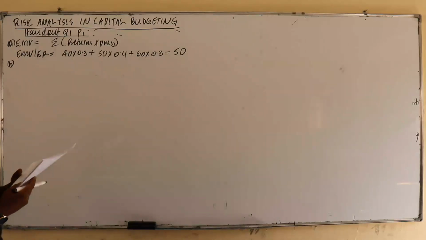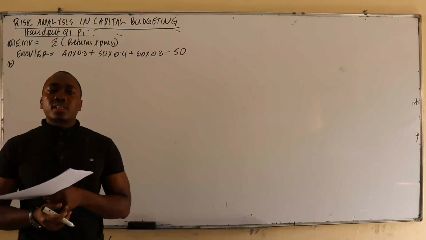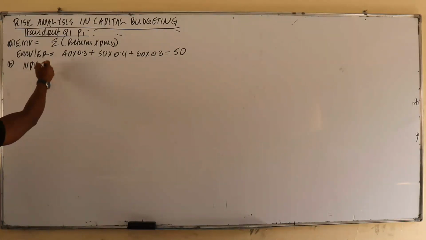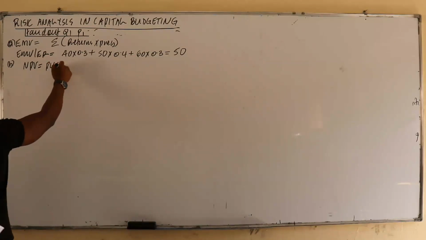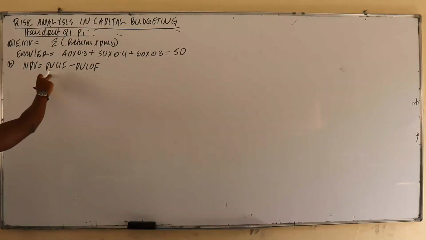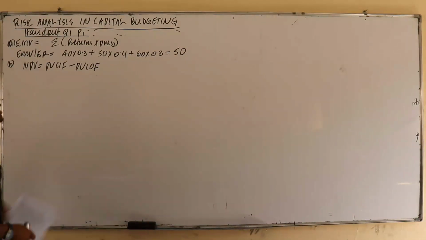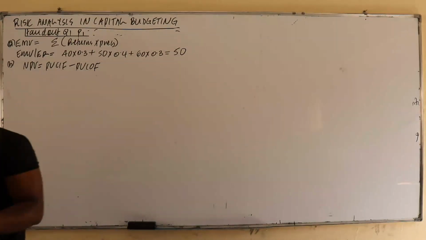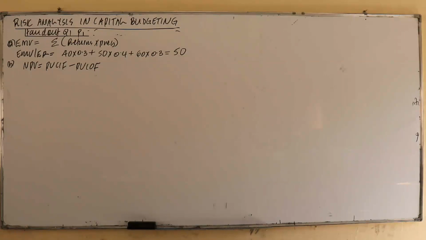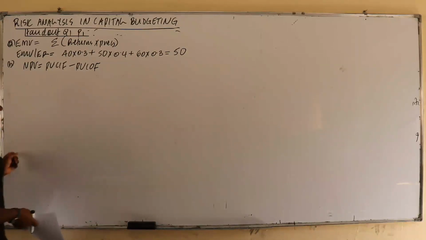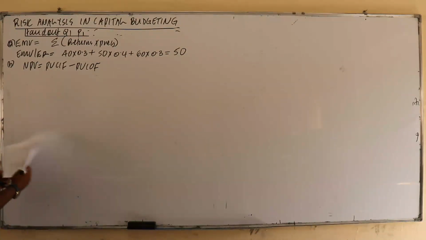Number B of the question, number B, that was number A. NPV of the project. How do you get NPV? Present value of cash inflow, you subtract the present value of cash outflow. So to get the present value of cash inflow, you already have the expected annual cash flows. So this one will act as an annuity. The project was for how many years? 5 years. How much was the cost of capital?